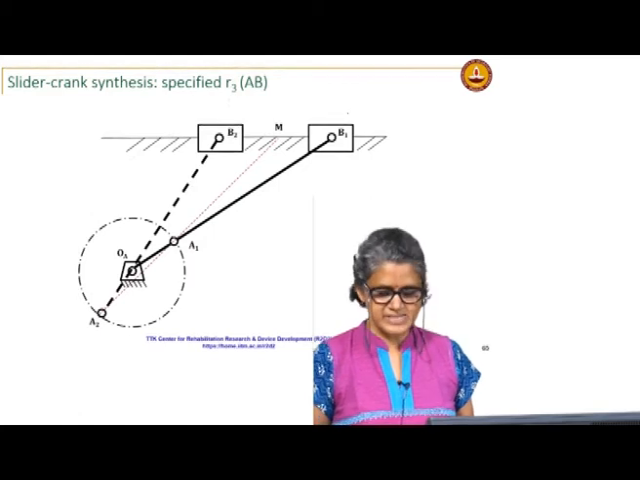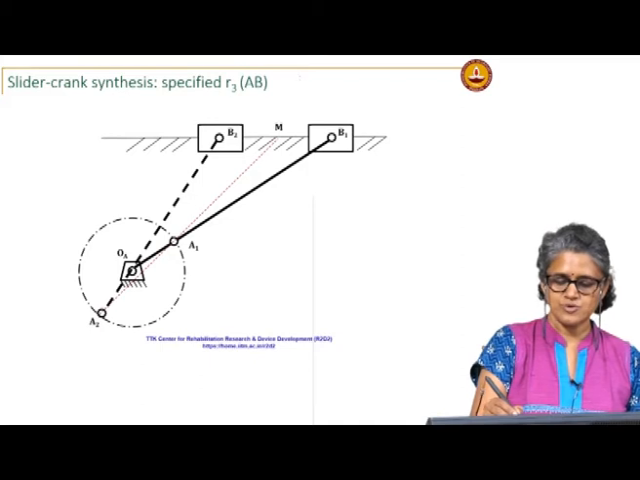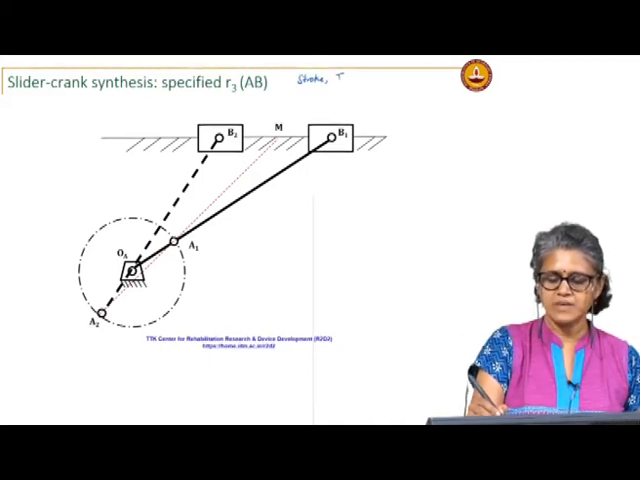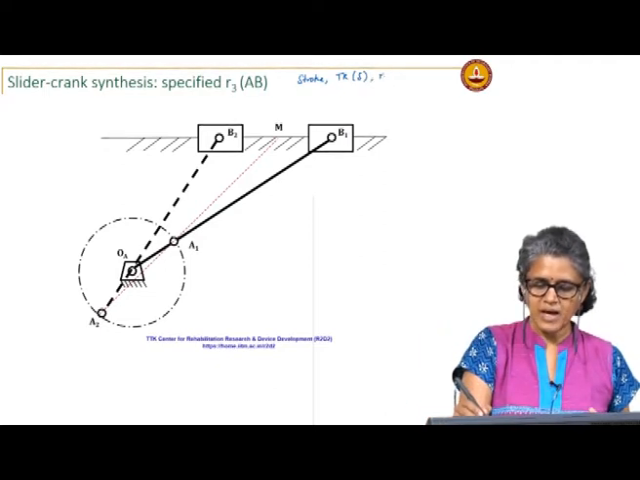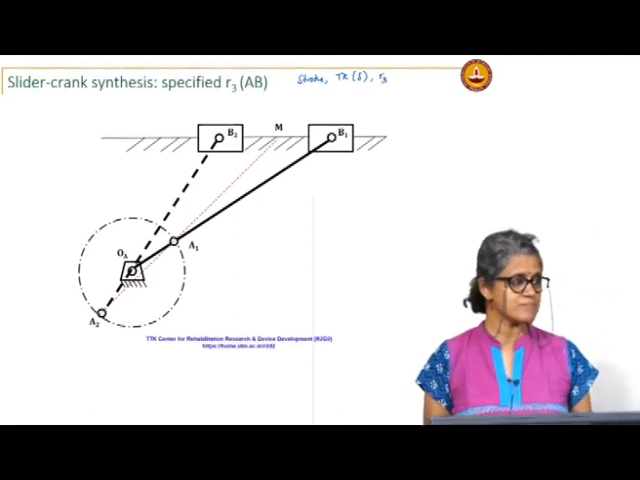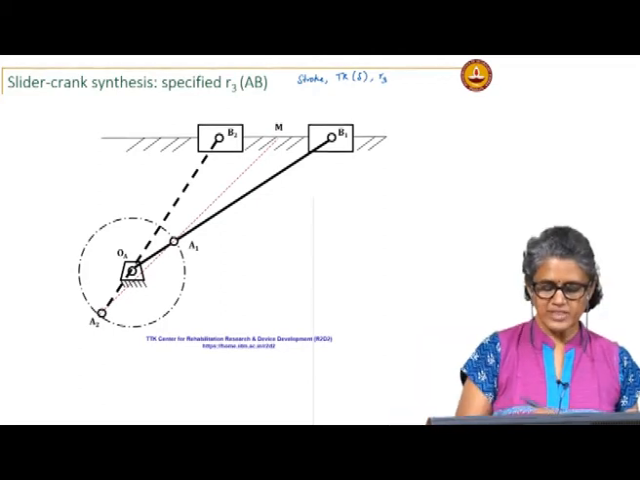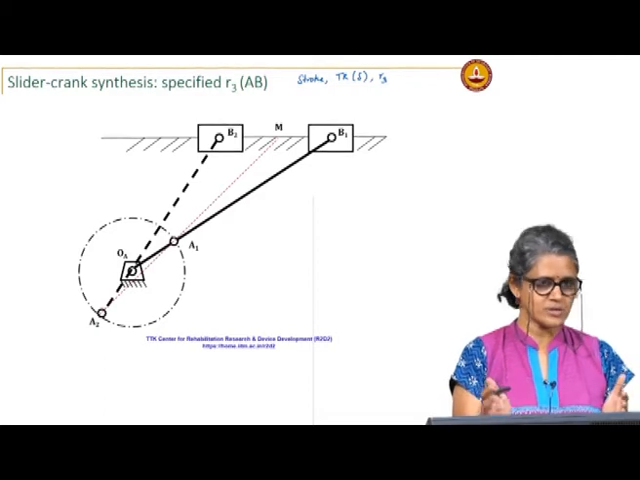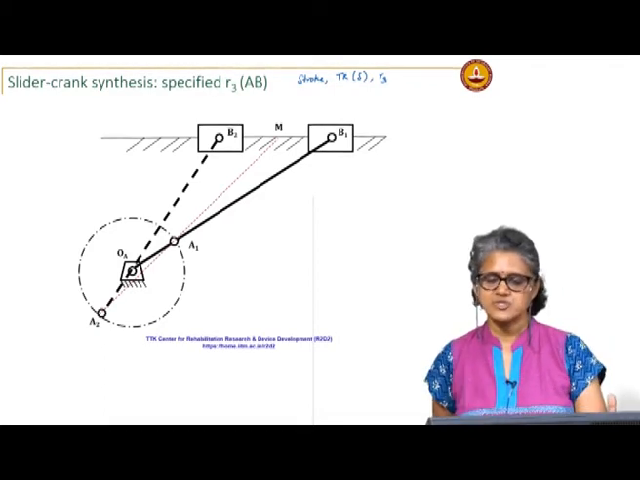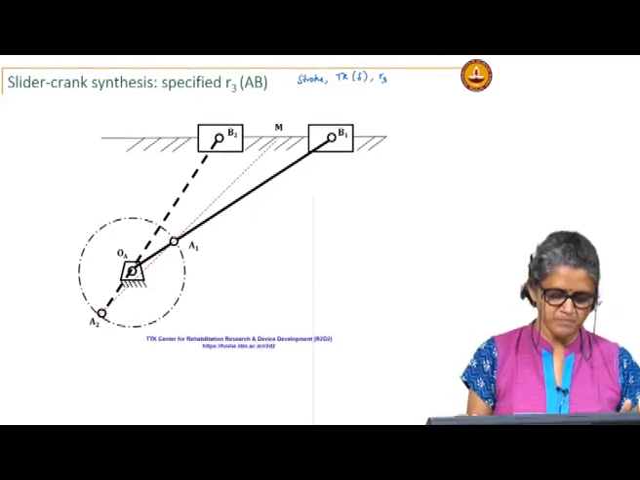So, let us look at the next case where you are given stroke, you are given the time ratio, hence you know delta, and you are given R3, which is the length of the connecting rod. Okay. If I look at the geometry, I do not know the solution yet, but I know what it is going to look like in the 2 extreme positions. From the geometry, I want to figure out how to construct this mechanism.